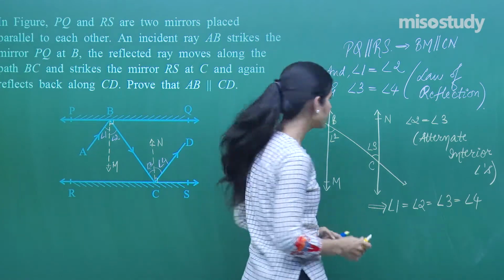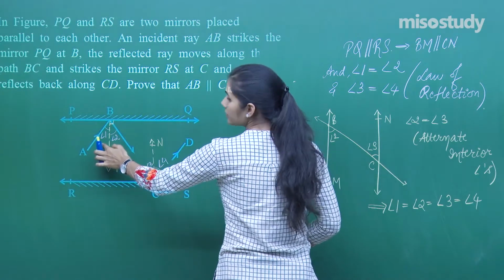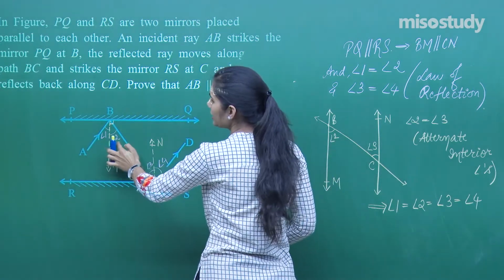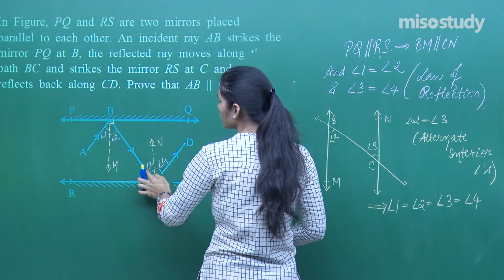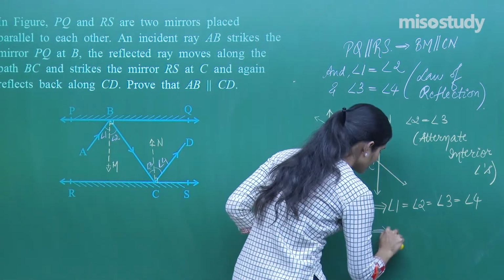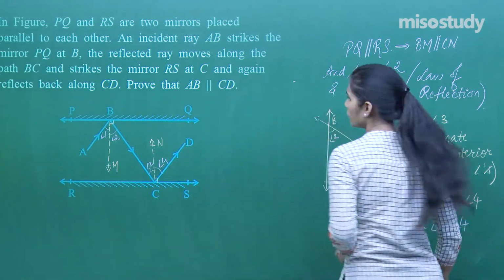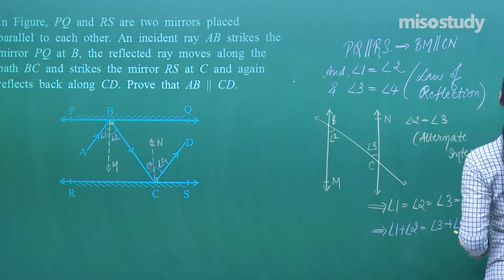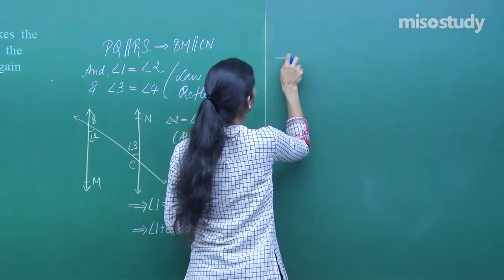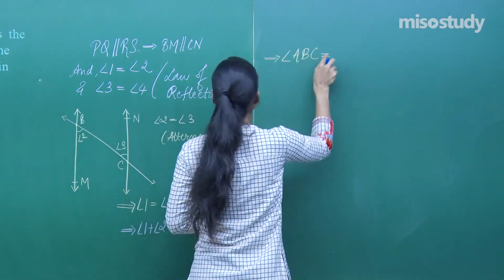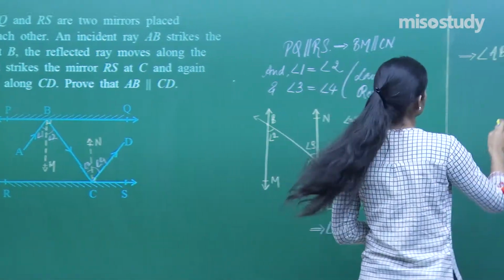What can I say? If angle 1 is same as angle 3 and angle 2 is also same as angle 4, then what can I say? Or I can say if angle 1 is same as angle 2 and angle 3 is same as angle 4, because all 4 are equal, then angle 1 plus angle 2 will be equal to angle 3 plus angle 4, which implies angle ABC, because 1 plus 2 is ABC, is equal to angle BCD because 3 plus 4 is BCD.